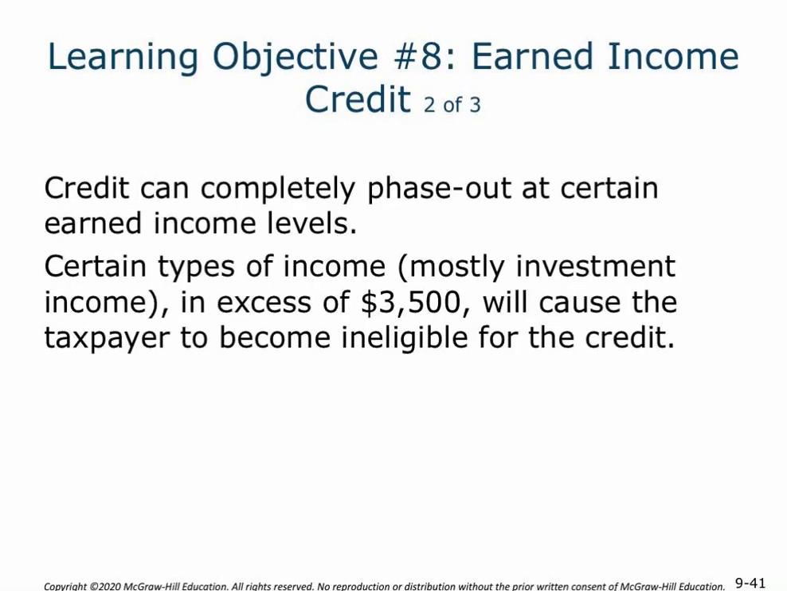So the credit can be completely phased out at certain income levels, and certain types of income, mostly investment income in excess of $3,500, will cause the taxpayer to become ineligible for the credit. Again, this is mostly to try to offset some of the regressive aspects of some of the taxes that are levied. Some types of income, mostly investment income, might be thought of as belonging to folks who would already have the means, so it's not going to be as beneficial for them.